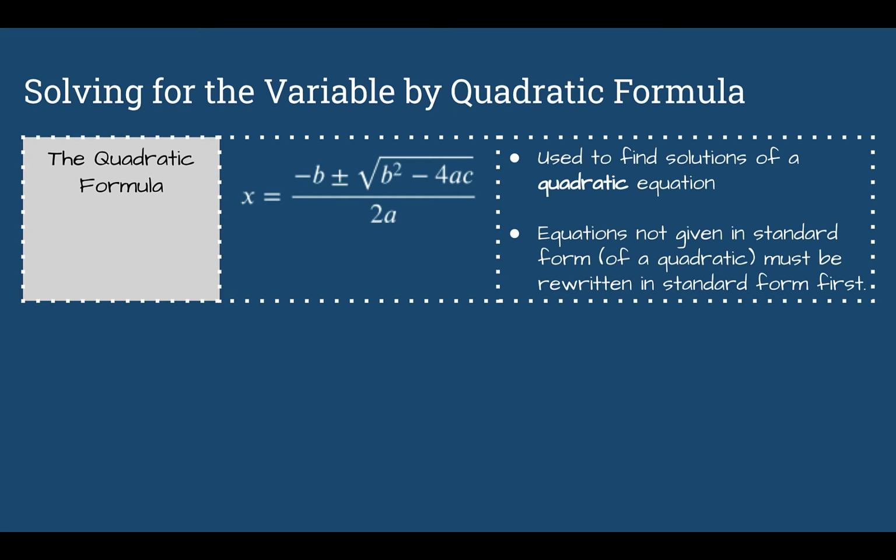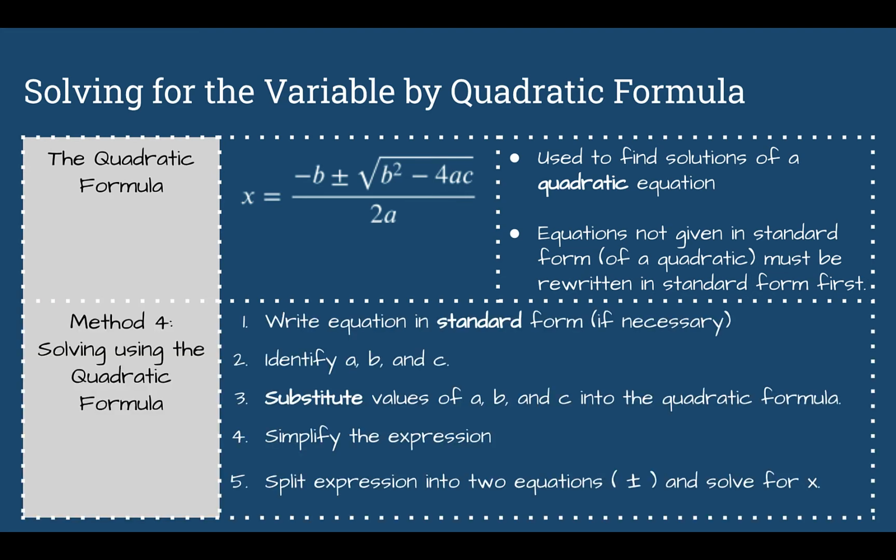The quadratic formula is a sort of complicated looking formula that can be used to find the solutions for any quadratic equation. The letters in it, a, b, and c, have to do with the locations of where the numbers are in standard form. Like a is the first number, b is the second number, c is the third number. If an equation is not written in standard form, you must rewrite it in standard form first in order to use this.